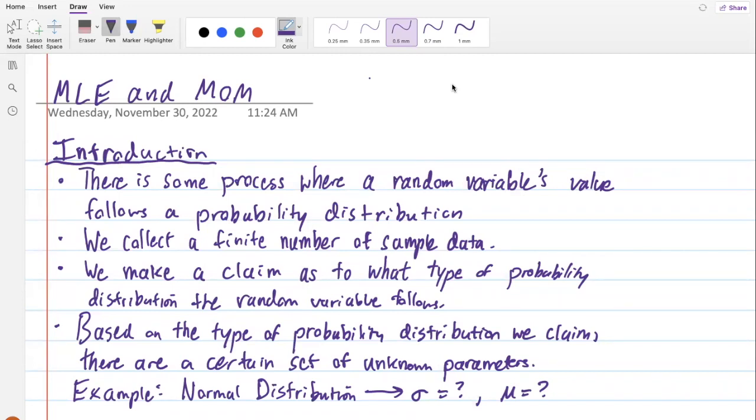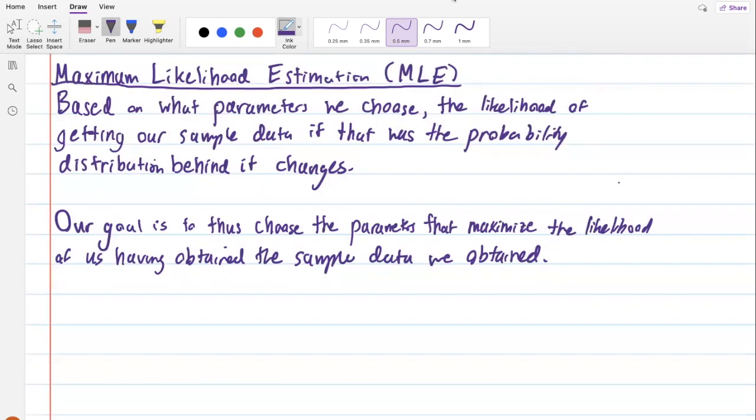For example, if based on data we think that our data come from the normal distribution, then we'd have two unknown parameters that we'd have to estimate: the standard deviation and the mean. So maximum likelihood estimation and method of moments estimation are just two different methods that are used to estimate the values of parameters. Maximum likelihood estimation is based on the idea that, based on what parameters we choose, the likelihood of us getting our sample data, if those were the parameters in place in the real world, changes. So our goal is to choose the parameters that maximize the likelihood of us obtaining the sample data we obtained.